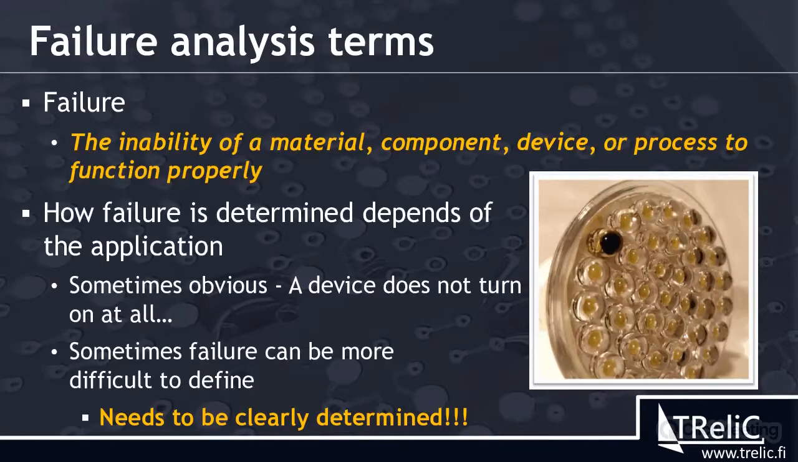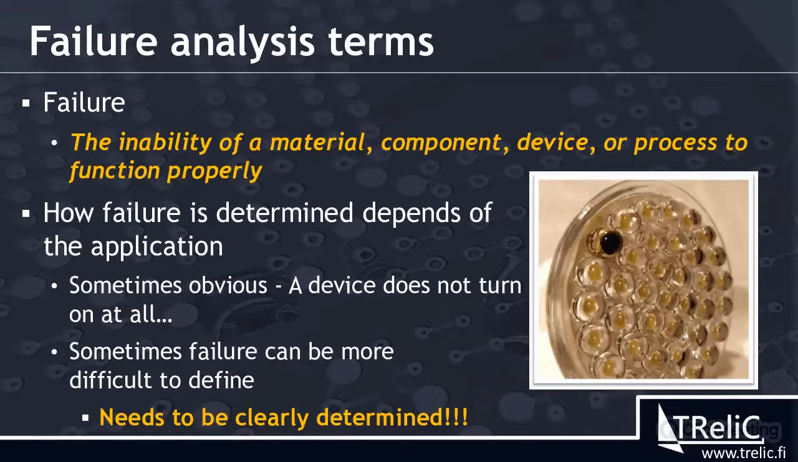However, of course, when we talk about failure analysis, it's first important to determine what is a failure. So basically, we can say that a failure is an inability of a material, component, device, or process, or whatever we are doing, to function properly and as it should. And what is a failure depends a lot on the application. So sometimes it's really obvious. If we have an electrical product and it doesn't turn on at all, we know that it has failed. Or if we have an LED lamp that doesn't function, of course it's failed then. But sometimes it's not that easy.